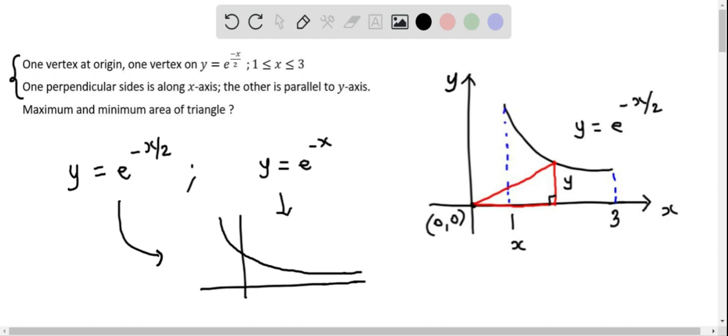So we can restrict it within the limit of x, that is x equal to 1 and x equal to 3. So that's why I have drawn the curve like this, restricted between x equal to 1 and x equal to 3.